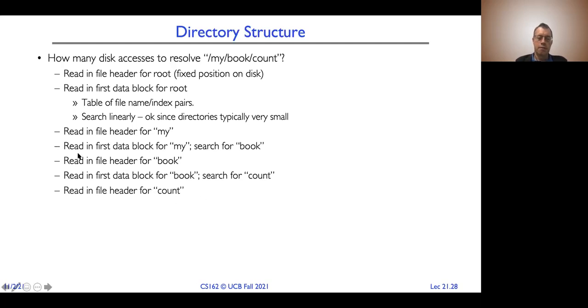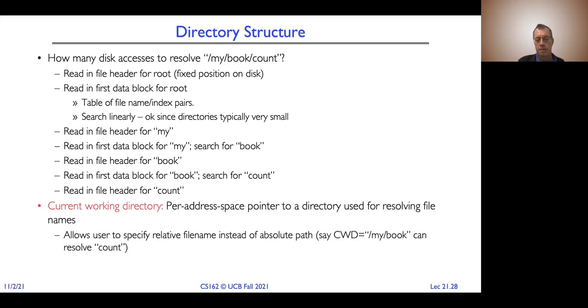So how many accesses? 1, 2, 3, 4, 5, 6, 7, just to do this resolution. Now you see how important it is to keep in the description of the open file the I number, or the file number, instead of just the file name. Because the next time after I open it, when I do a read or write, I save 7 accesses. And accesses are expensive.